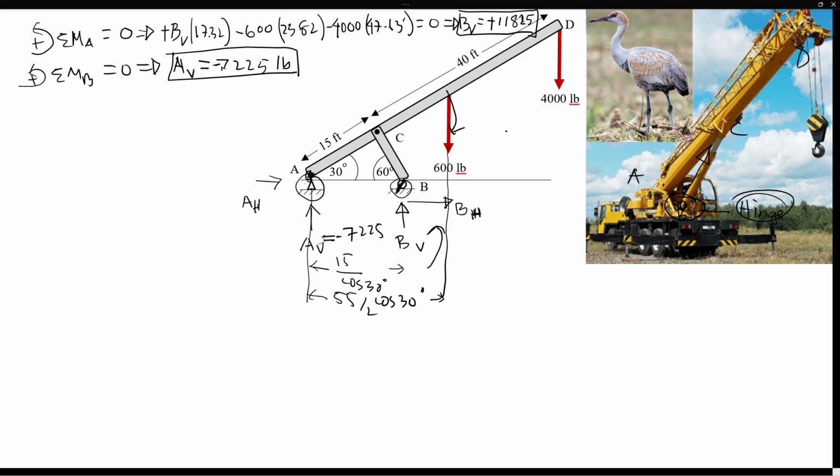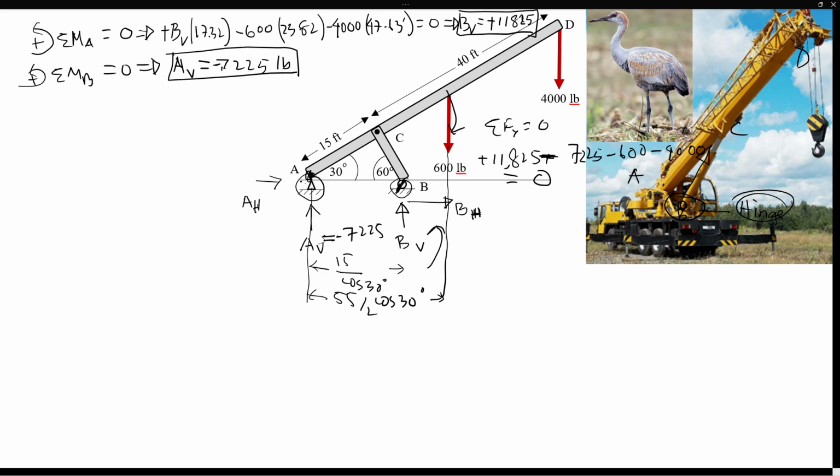If you do summation of Y now, you can check whether this is 0 or not. So you got basically plus 11,825 at B, minus the 7,225 at point A, minus 600 is the boom weight, minus 4,000 is the load this crane is pulling, and everything will be basically zero. So our calculation was fine here.